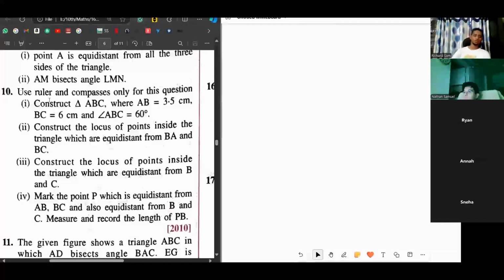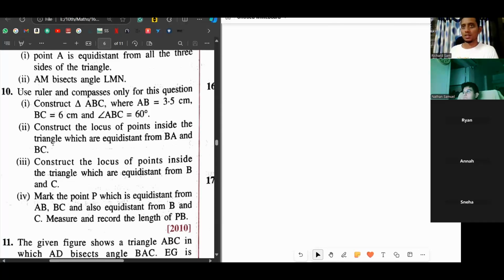So use the ruler and compass only for this question. Construct a triangle. Listen carefully. Construct a triangle ABC. So you're making triangles. AB is given, BC is given, and angle is given. You know how to draw the triangle. Next, construct the locus of points inside the triangle which are equidistant from BA and BC.